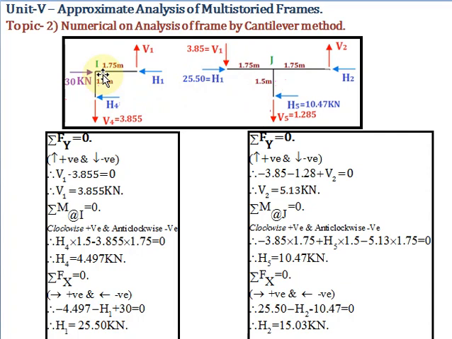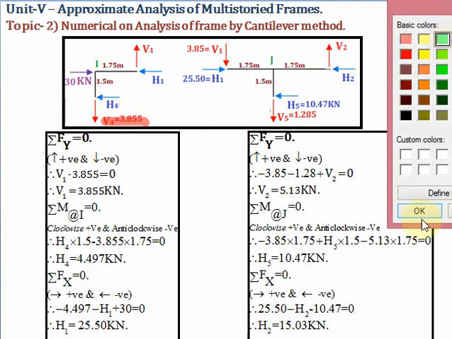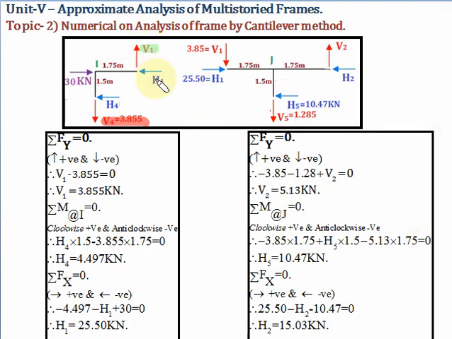What is the first joint? Joint E. Here we have drawn the free body diagram of joint E. What are the forces that are known to us? Only one force is known, that is V4, with value 3.855. The unknowns are V1, H1 and H4. As there are 3 unknowns, we require 3 equations: summation Fy, summation of moment, and summation Fx equal to 0. We'll apply the first equilibrium equation, summation Fy equal to 0.